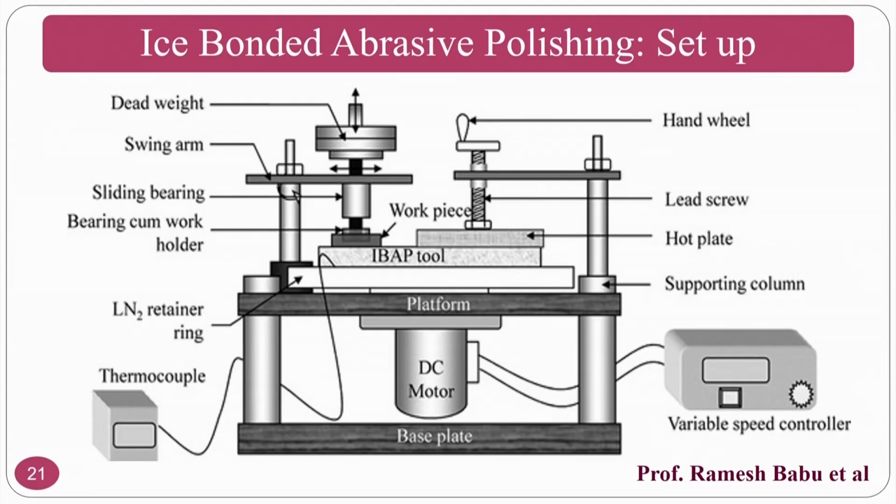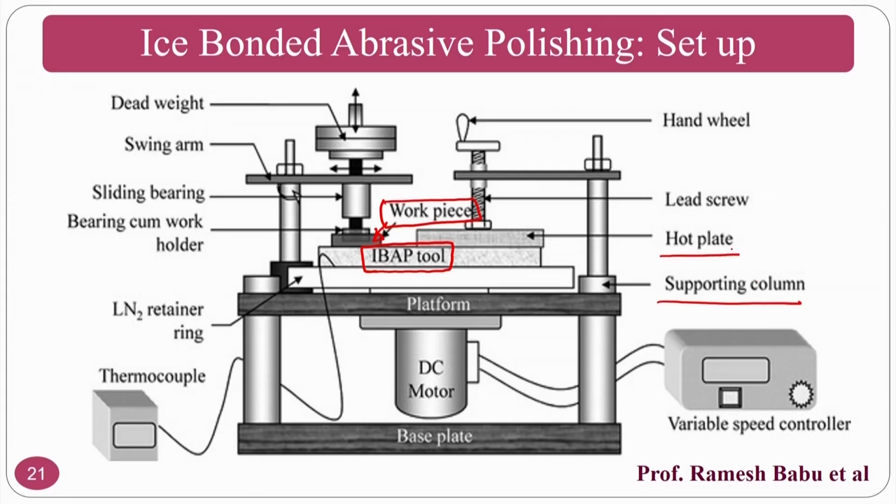This is the polishing setup that is developed by the authors. Okay. Here we are very much concentrated on the workpiece material. Normally, this is the workpiece material which is polished, and the IB, that is the ice bonded abrasive polishing tool, is this one, so that you can finish it. At the same time, you have a platform where the DC motor is there to rotate, and you need to have the supporting columns, you need to have a hot plate.